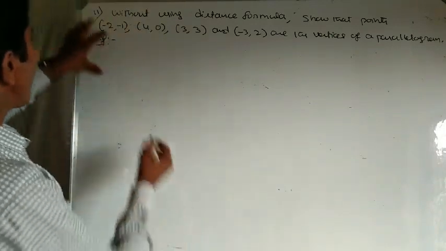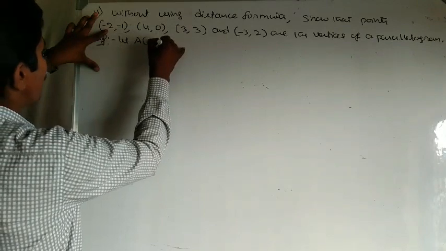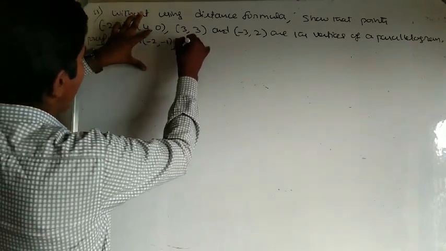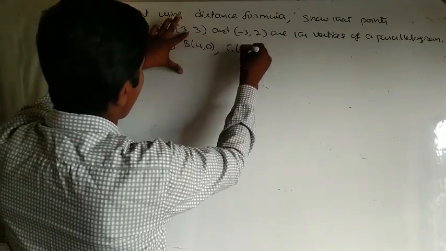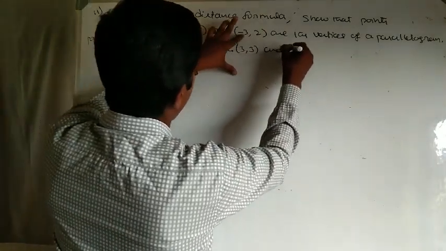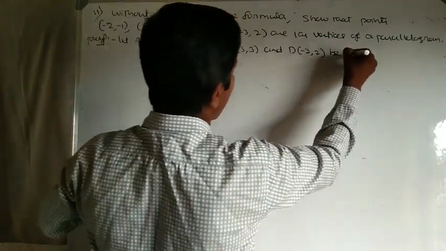Correct. Let the first point I am taking here, let A equal to -2 comma -1. Second point B, 4 comma 0. Third point C, 3 comma 3. And the fourth point I am denoting D, -3 comma 2, be the given points.